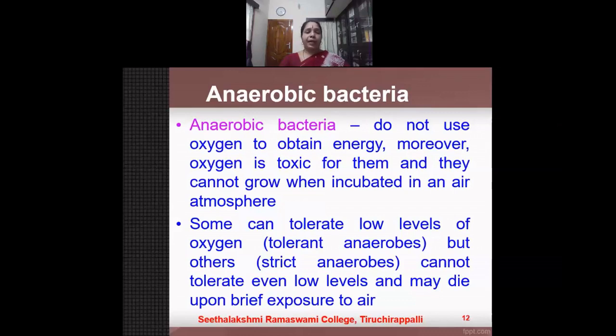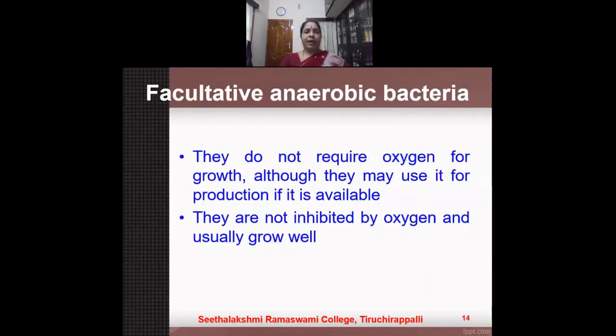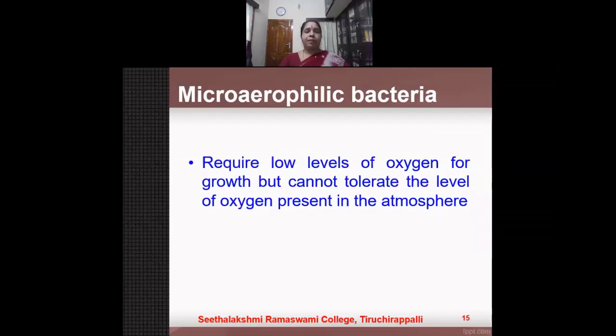Some anaerobic bacteria can tolerate low levels of oxygen. They are called as tolerant anaerobes, but others, which are the strict anaerobes, cannot tolerate even low levels and may die upon brief exposure to air. We can find here the anaerobic bacteria. Facultative anaerobic bacteria do not require oxygen for growth, although they may use it for production if it is available. They are not inhibited by oxygen and usually grow well.